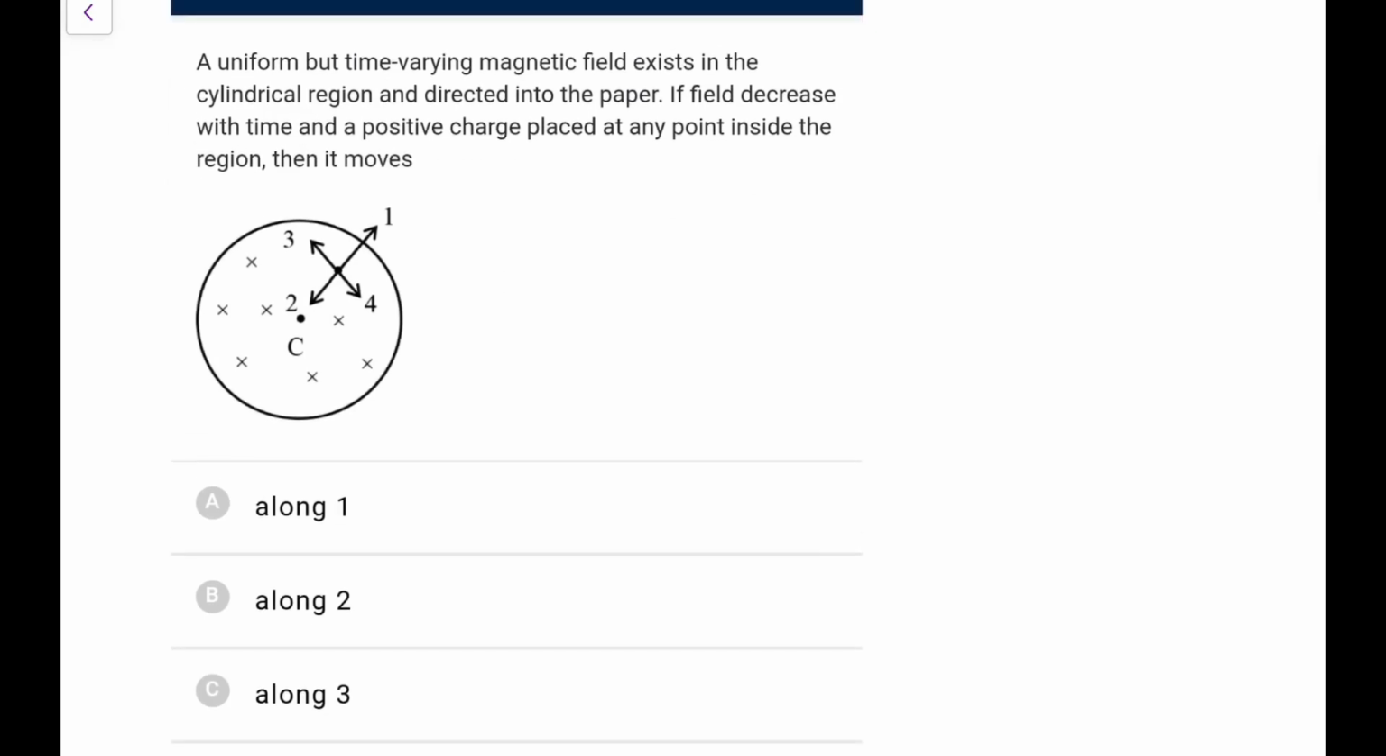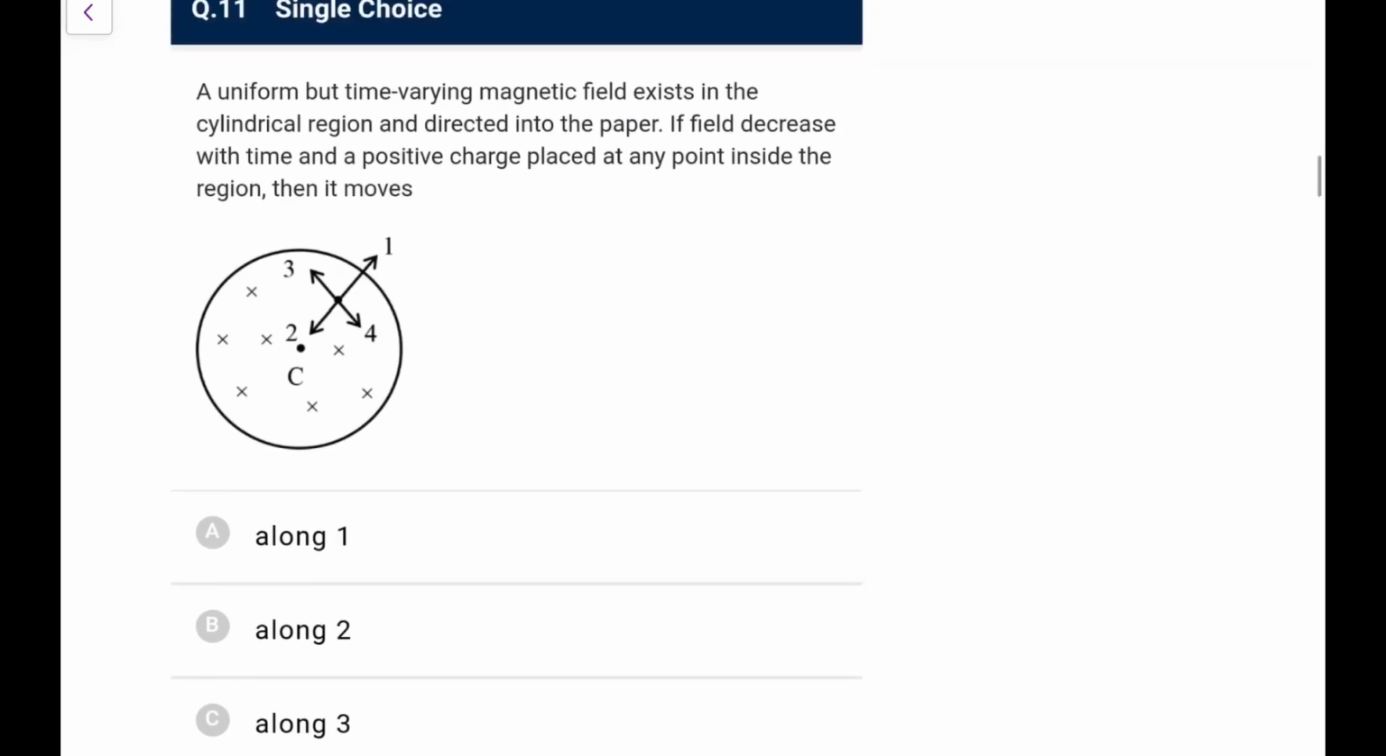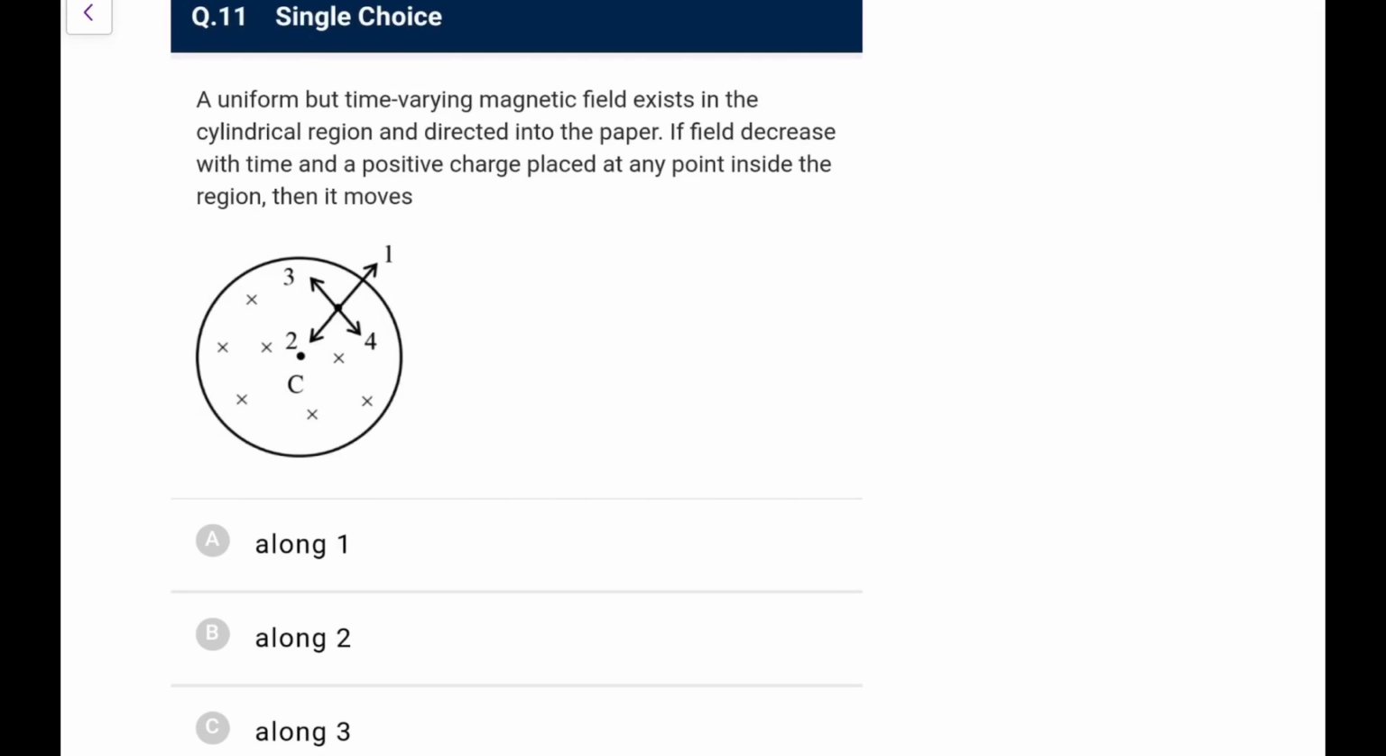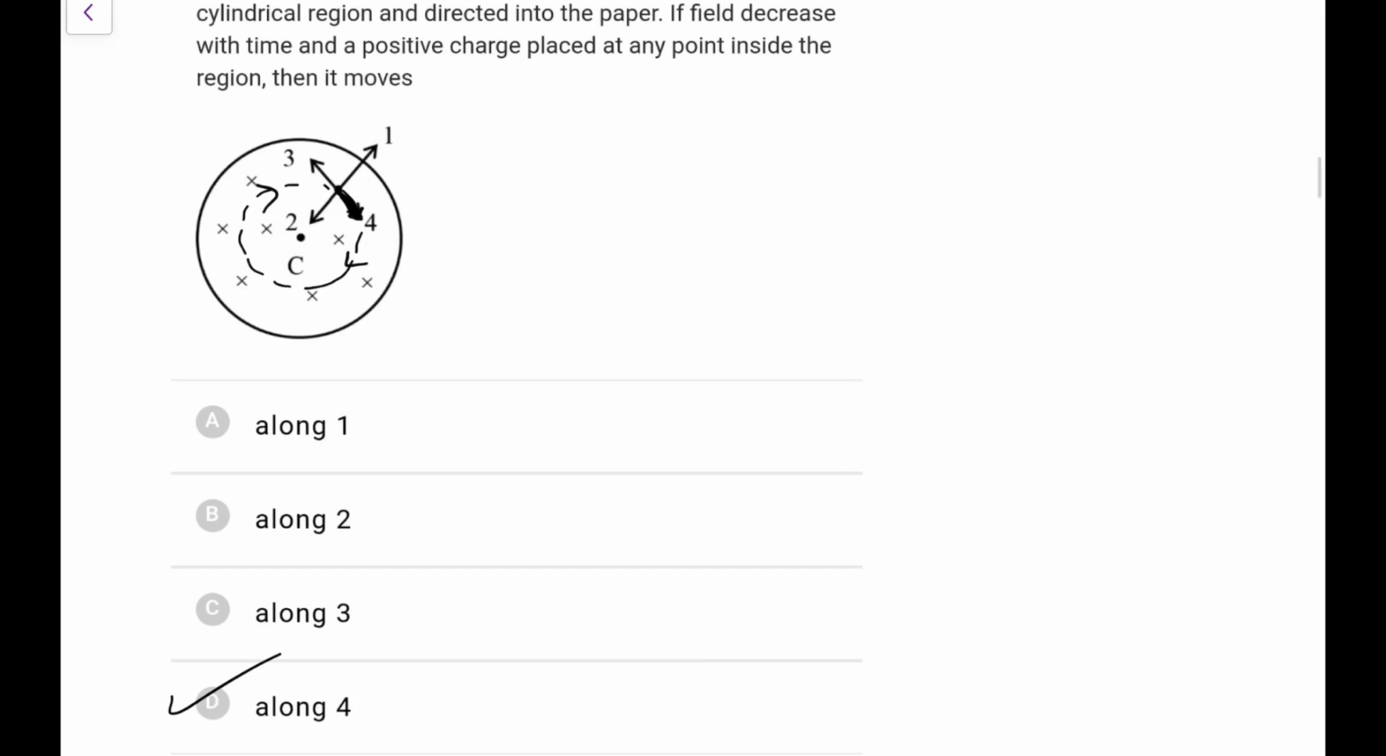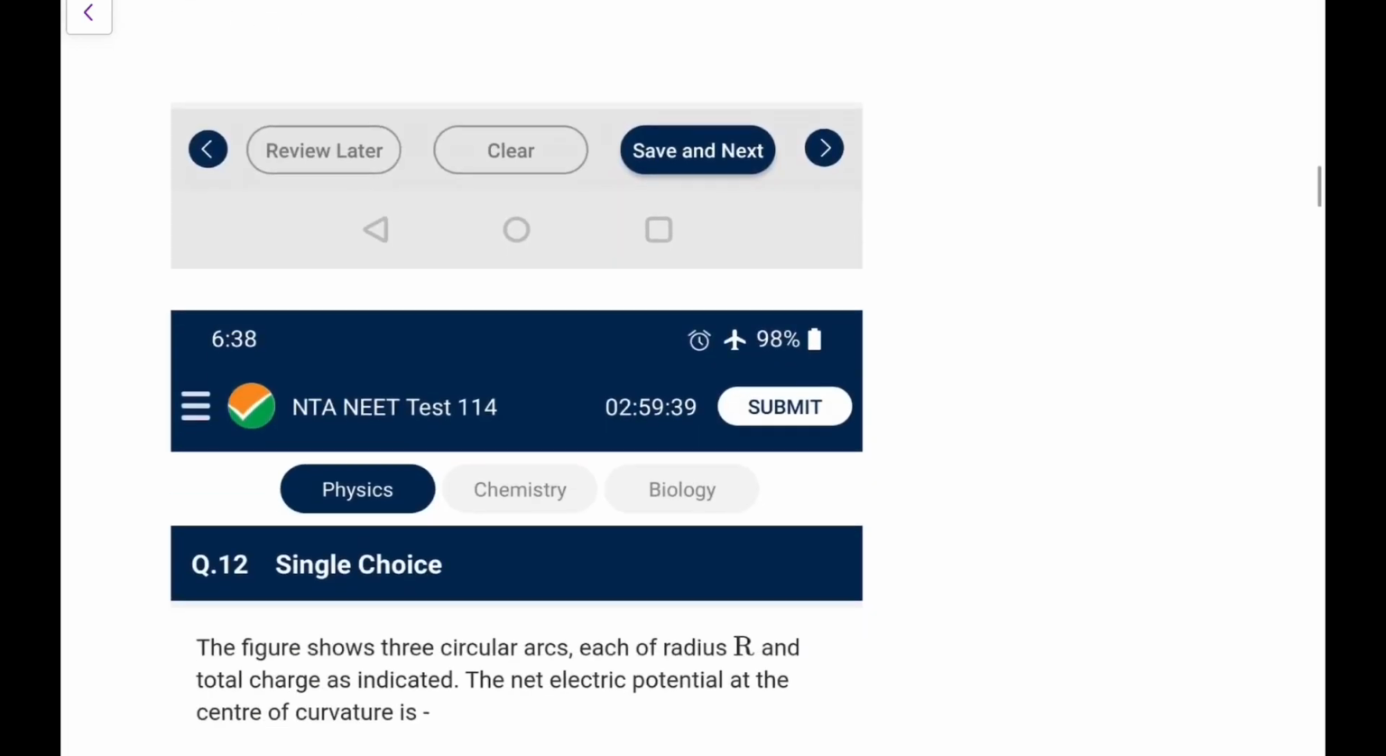A uniform but time-varying magnetic field exists in a cylindrical region directed into the paper. If the field decreases with time and a positive charge is placed at any point inside the region, then it moves... The field is decreasing, so the electric field lines would be circular, and to oppose the decrease, in a clockwise sense. If I place the charge here, the positive charge will experience a force along the direction of the field, that is along 4. You can directly make it out. If it had been an electron, it would have experienced a force along 3.